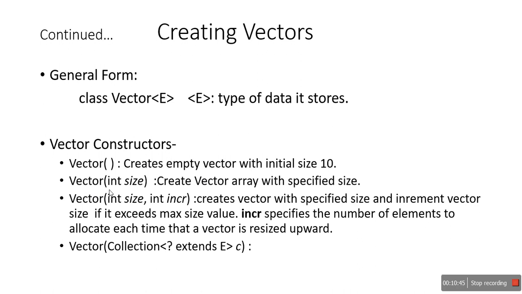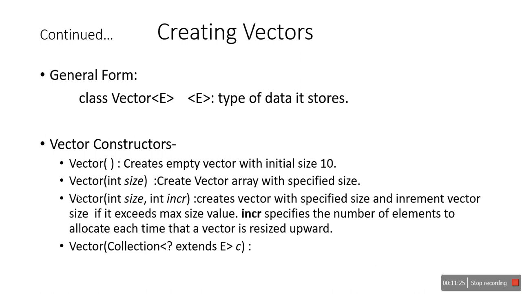The next constructor is Vector(int size). The difference between the first and second is that the first one is a default, which creates a vector of size 10, but in the case of the second one, you must specify the size here. It creates a vector array with the specified size. For example, if you specify size as 12, it creates a vector array of size 12. It can store 12 elements. If you go on storing more elements, its size is increased.